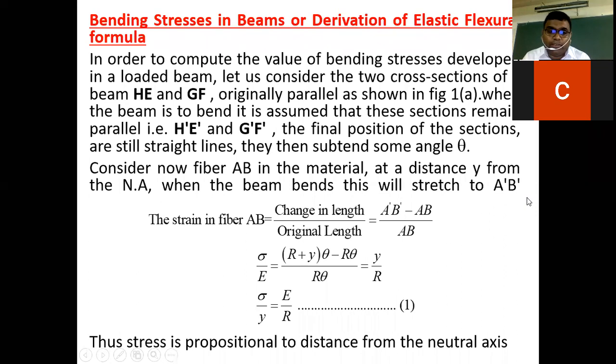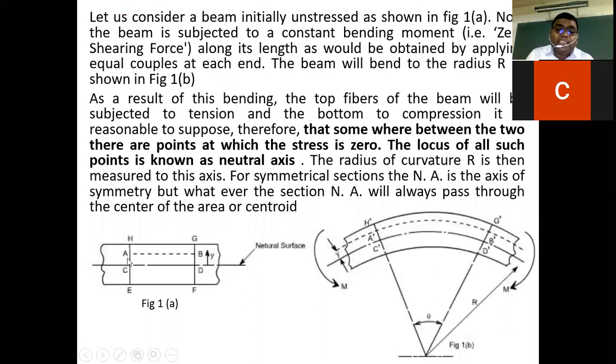Now let us understand a little with this diagram. Initially A is like this. When you apply the bending moment, it bends here in this way.